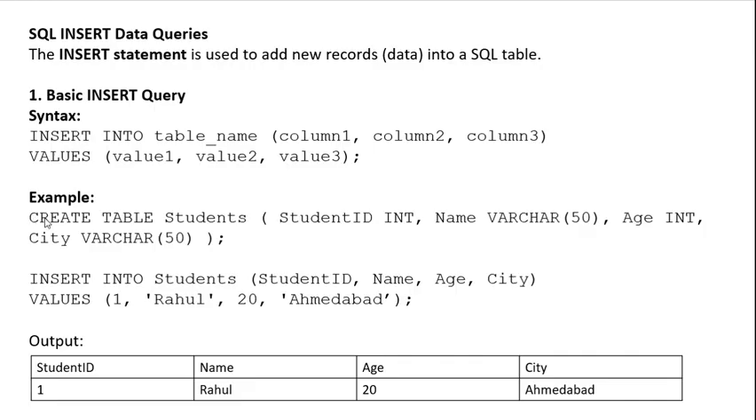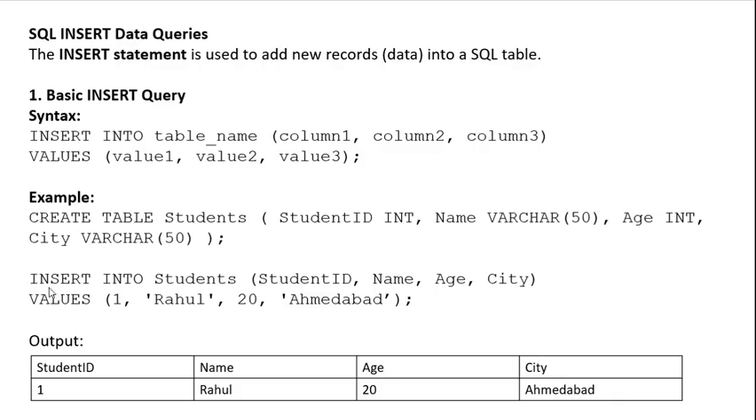And for the example, create a table named student, and inside the brackets the column names and data types: student_id is an integer, name is VARCHAR(50), separated with commas, age is an integer, and city is VARCHAR(50). Then close the brackets and add a semicolon.